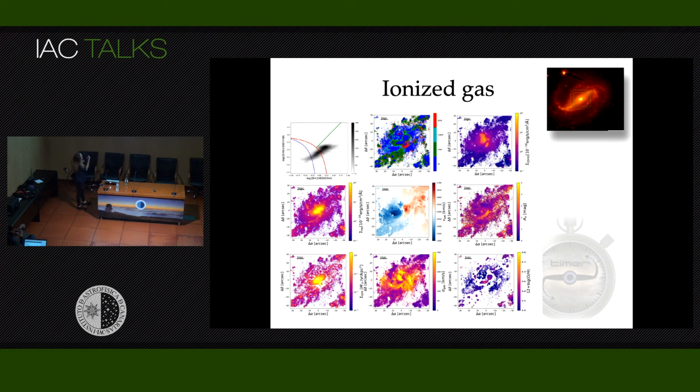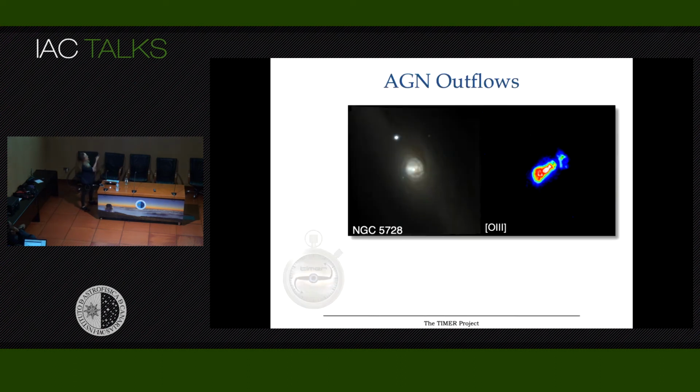For example, this galaxy has a region which is photoionized by AGN, and it has some photoionization by shocks as well, and the rest of this is star formation. But if you look into the O3, for example, you see an outflow in O3. So we will be able to study all these things.